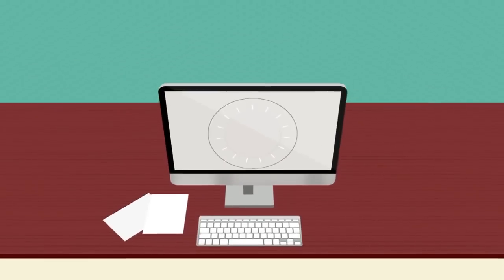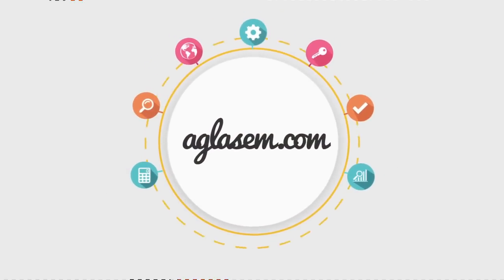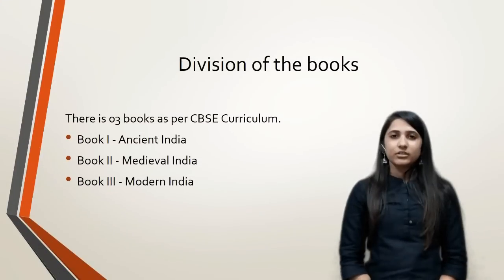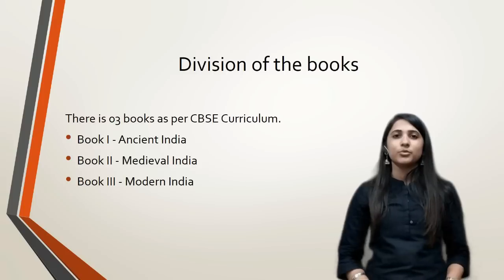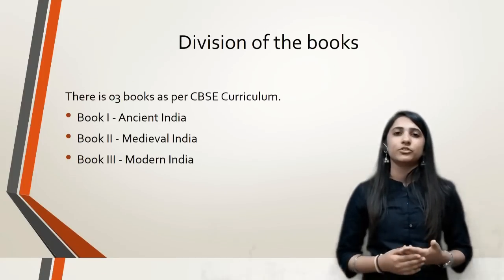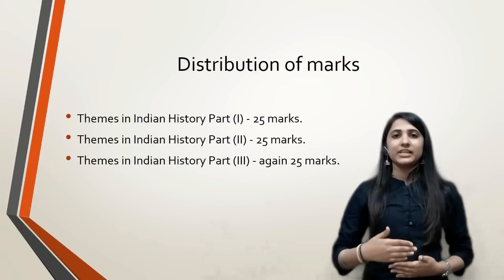So basic information of the exam, as you must all be aware of it, is that the exam will be of 3 hours and the maximum marks will be 80. As per the CBSE curriculum, there are 3 books. Book number 1, Ancient India, book number 2, Medieval India, and book number 3, Modern India. According to these 3 books, themes of Indian history are explained.